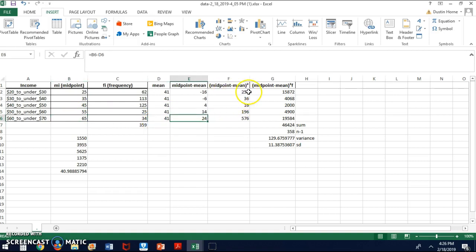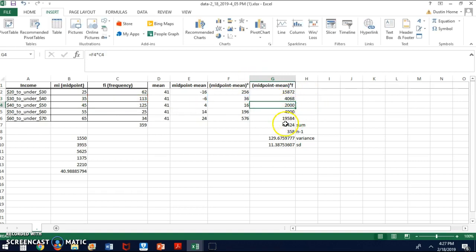And then I will take these numbers and I would square them. So I would multiply them times their cell. So I did that for each row. Then you have to take it one step further and you have to multiply these numbers by their associated frequency. So 62 times 256, and then 4068, you would do 113 times 36, and you would continue that.